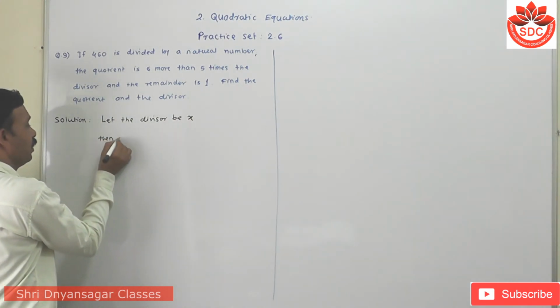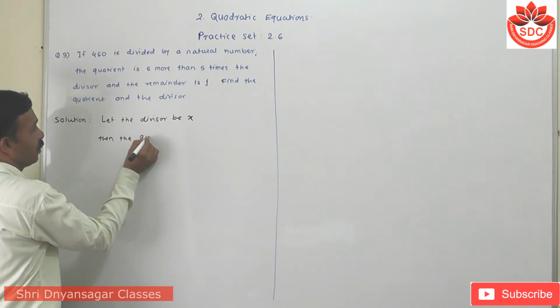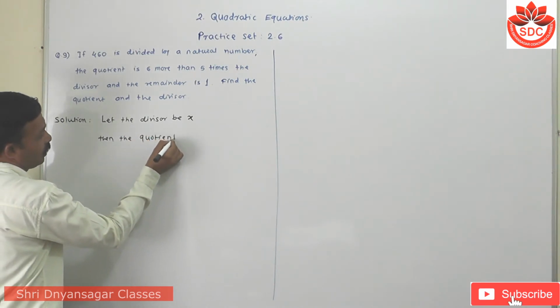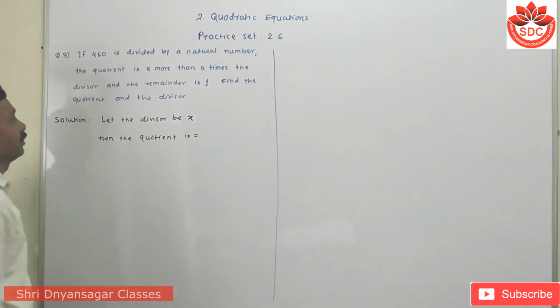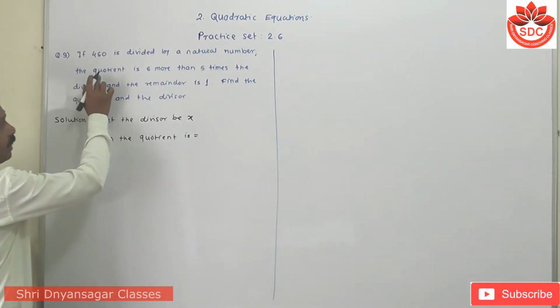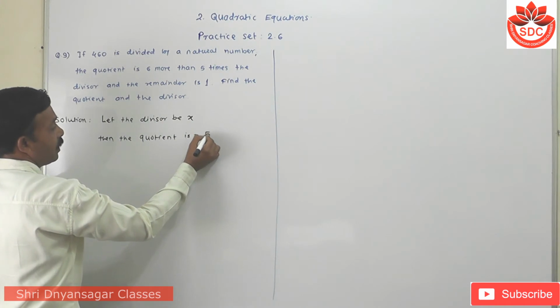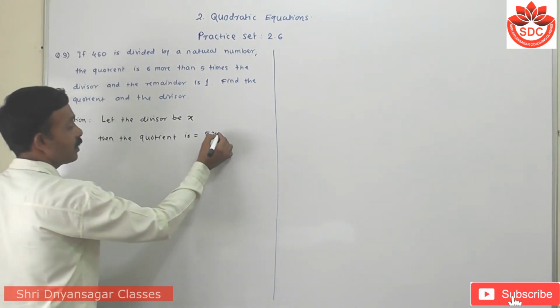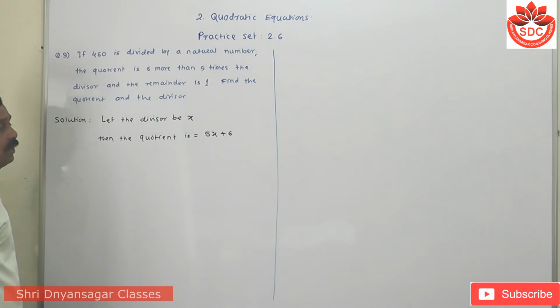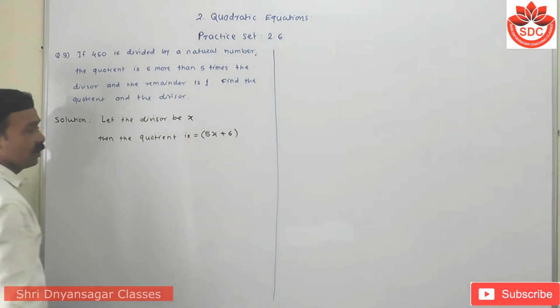Then the quotient is equal to... Now here is 5 times the divisor. The quotient is 6 more than 5 times the divisor, which means 5 times x plus 6. So 5x plus 6 is the quotient.